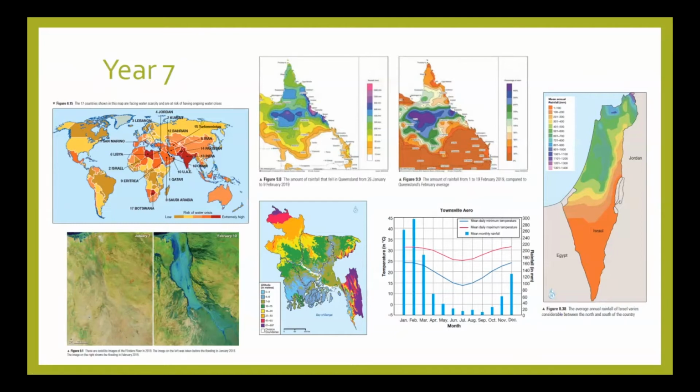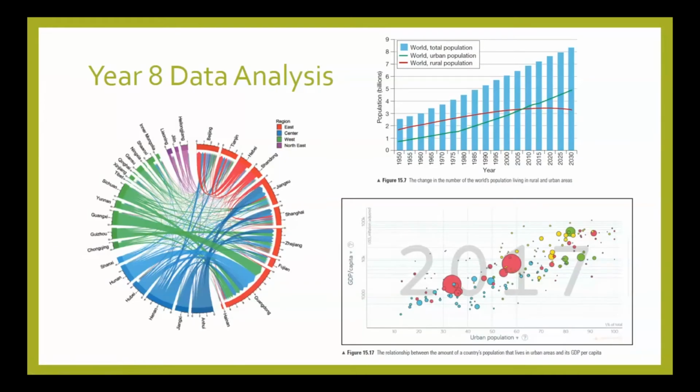Also a range of different types of maps and other graphs, such as climate graphs, rainfall maps here, elevation data, other sorts of choropleth maps, and satellite images are also quite common, in particular to help students to see changes over time. In Year 8, in the Changing Nations chapter, we have some other types of data.